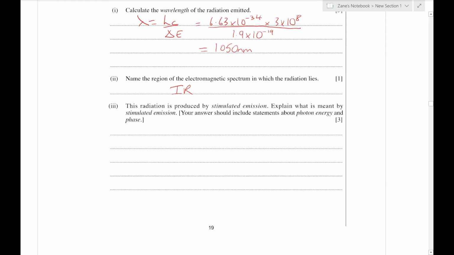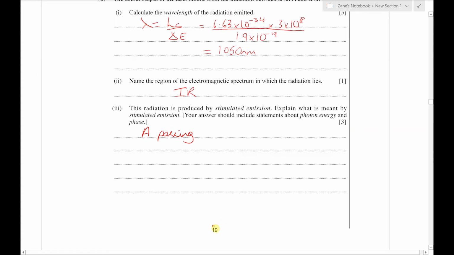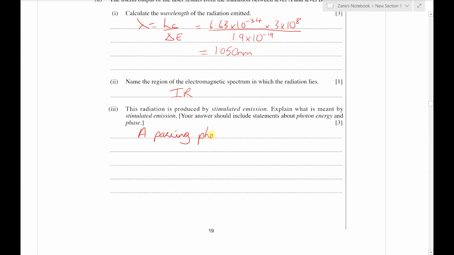Next part of the question says that the radiation is produced by stimulated emission, and we've got to explain what we mean by stimulated emission, and we should include photon energy and phase in the answer. So with stimulated emission, a passing photon, try to avoid saying things about this photon being absorbed or anything, but this passing photon must have the right amount of energy. And the energy is going to be that 1.9 times 10 to the minus 19 joules that we saw in part A of the question, the difference between levels A and B.